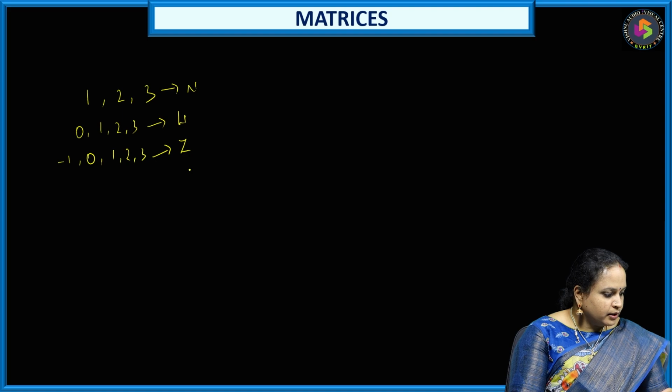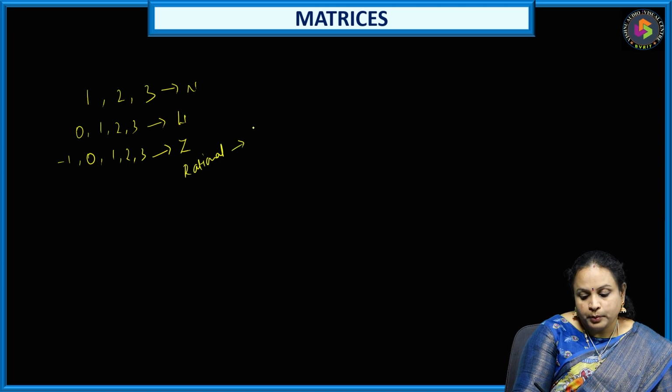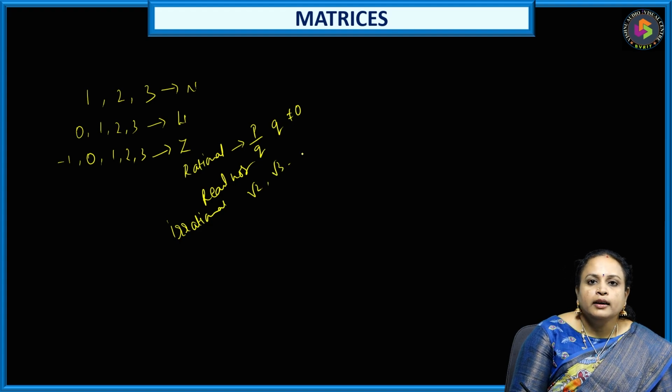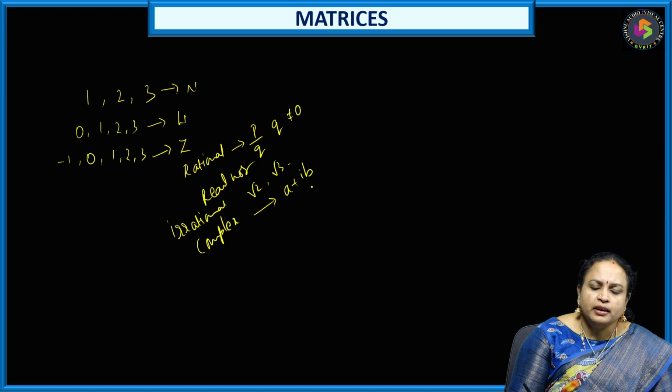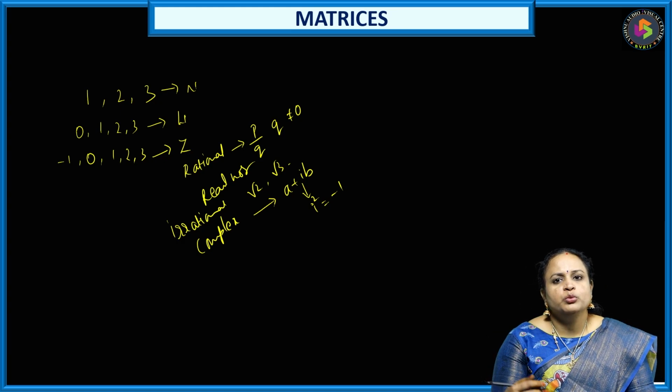We have many kinds of numbers. We have rational numbers, which are of the form p by q, where q is not equal to 0. Then we have irrational numbers, such as root 2, root 3, and so on, and real numbers. And we were not satisfied, so we went on to complex numbers. A complex number is of the form a plus ib, where i square is equal to minus 1. So like this, we had many kinds of numbers since childhood.